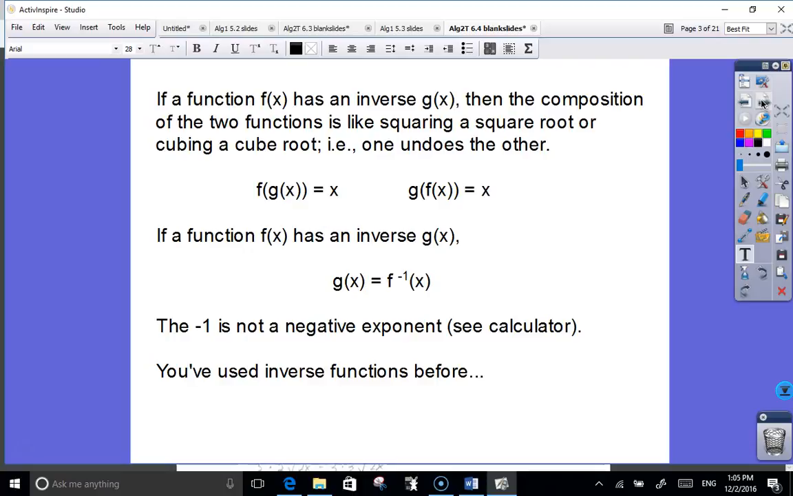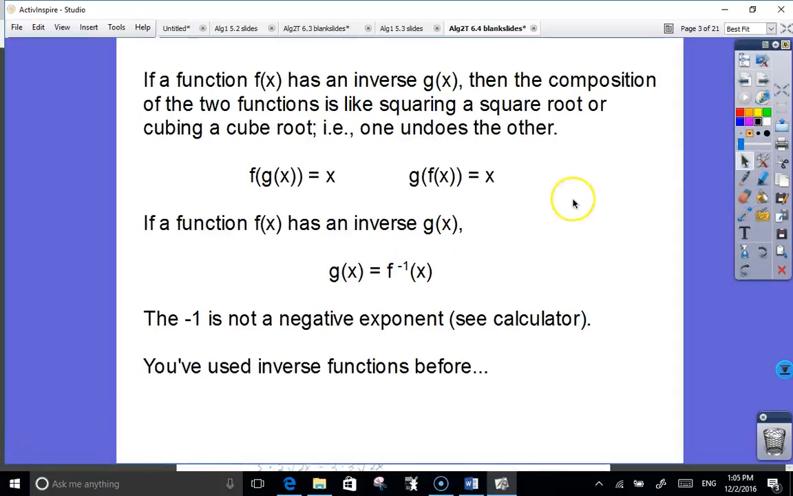Okay. If g of x is the inverse of f of x, then we have a notation for that. And it is right here. F with a superscript of -1 of x. F to the -1 of x. That's how you write the inverse. And that -1, it's not an exponent. Right? It's just how we write the inverse of a function.